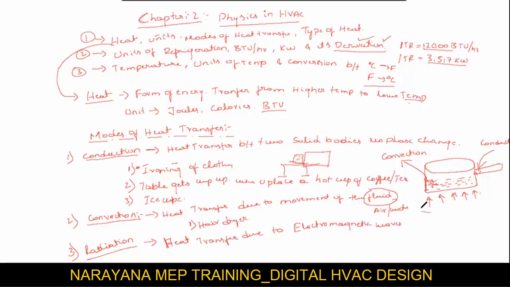So for example, there is an electric heater. The heat will be transferred through electromagnetic waves. Or for example, the sun is there, and its heat reaches your home by electromagnetic waves. Whether air is there or not, water is there or not, heat will be transferred. So this is by electromagnetic waves.